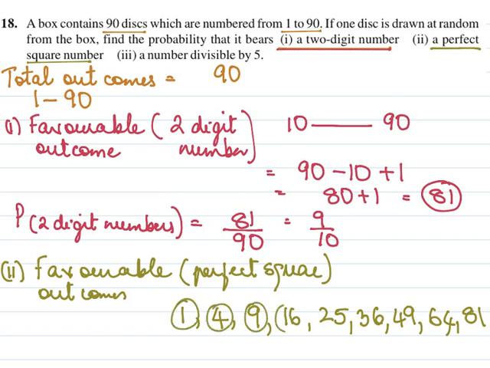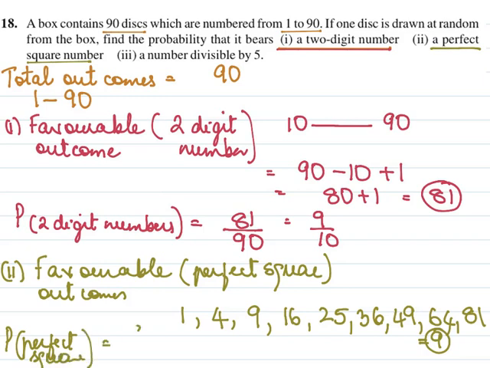So how many do we have? 1, 2, 3, 4, 5, 6, 7, 8, 9. So we have 9 perfect squares. So the number of favorable outcomes in this case is equal to 9. So the probability of a perfect square is equal to favorable outcomes, that is 9, over total outcomes, 90. So 1 out of 10 is the probability of getting a perfect square.